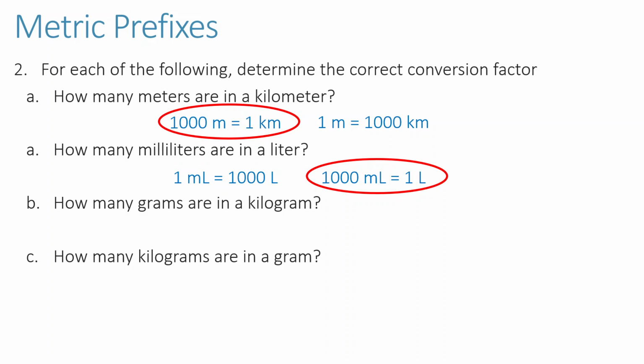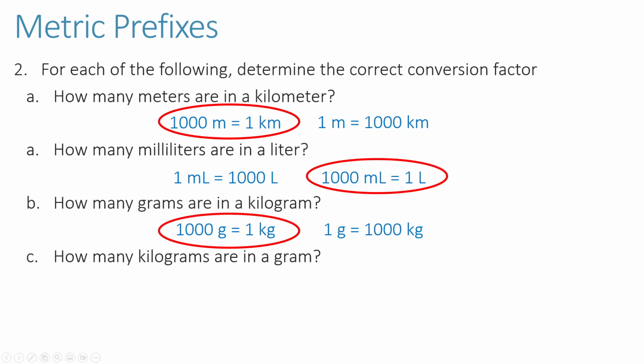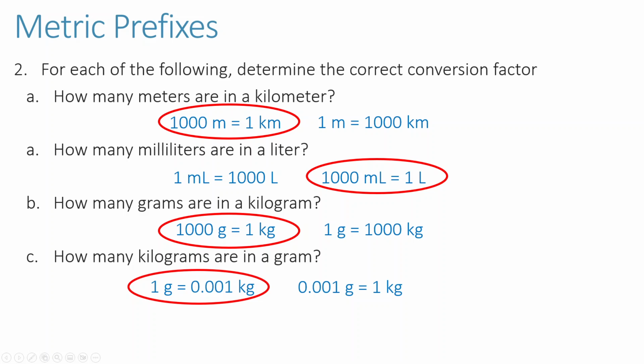Next is grams in a kilogram. Notice that the conversion factor is very similar to the first one. We're still trying to go from base unit to kilo, so we still need that conversion factor. It's just that our units now are grams. Now the next question is sort of asking this backwards. How many kilograms are in a gram? So we know that a gram is going to be 1,000 times smaller than a kilogram. So if I have 1 kilogram, I must have 1/1000th. 1 gram must be 1/1000th of a kilogram.